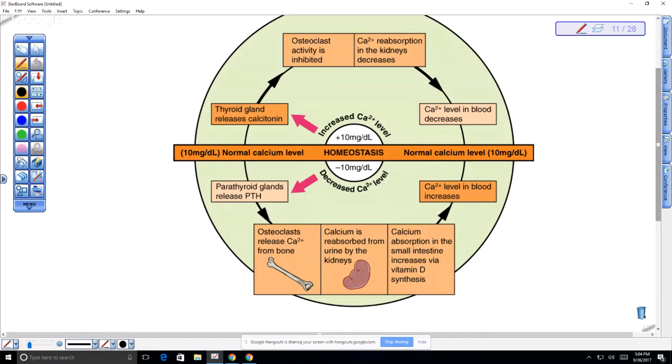What is the set point? What is the normal calcium level? 10 milligrams per deciliter. Okay, so this would be my set point. So the stimulus would be this right here, this increased calcium level. This would be the stimulus.